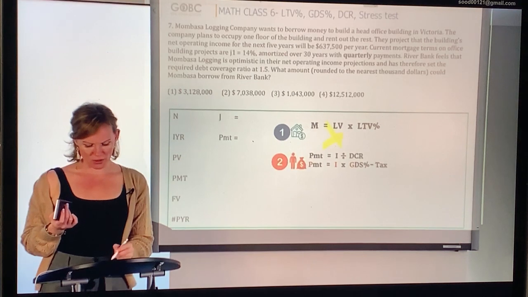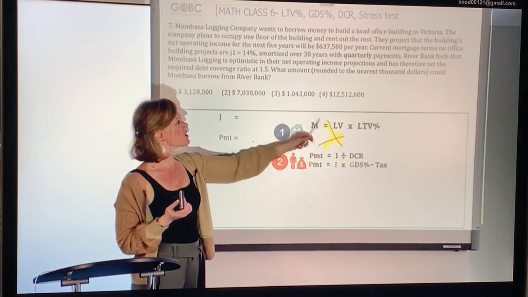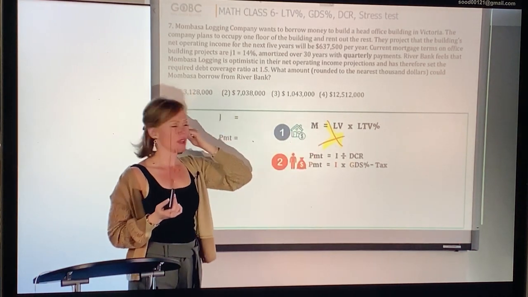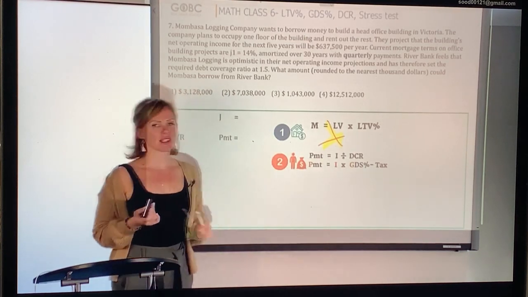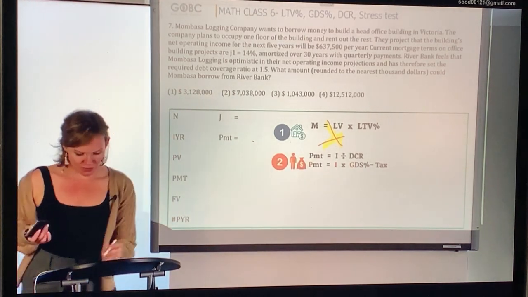So what are you going to do with step number 1? You're going to skip it. There's nothing given to you to do your step 1, so they're only looking for your income side, and that's all they want. Commercial or residential, how do you know? Look back at the question.